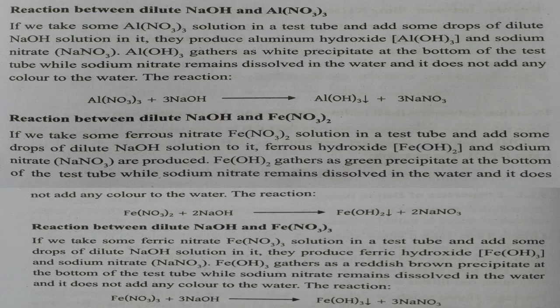Reaction between dilute sodium hydroxide and ferric nitrate. If we take some ferric nitrate solution in a test tube and add some drops of dilute sodium hydroxide solution in it, they produce ferric hydroxide and sodium nitrate. Ferric hydroxide gathers as a reddish brown precipitate at the bottom of the test tube while sodium nitrate remains dissolved in the water and it does not add any color to the water.